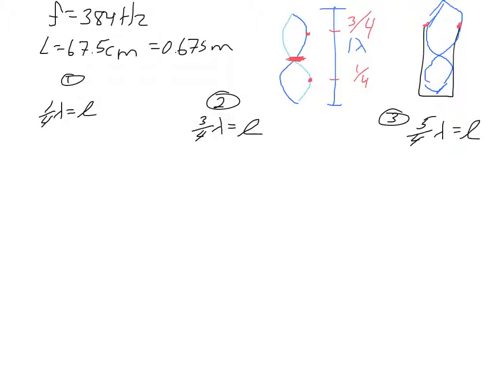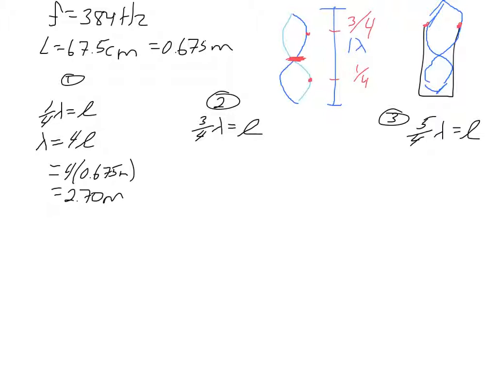So first thing I'm going to do here is calculate my possible wavelengths. So I'm going to have to rearrange this for the wavelength. And to do that, I know that my wavelength is going to be 4 times my length. And 4 times my length is going to be 4 times 0.675 meters, which is going to give me a possible wavelength of 2.7 meters.